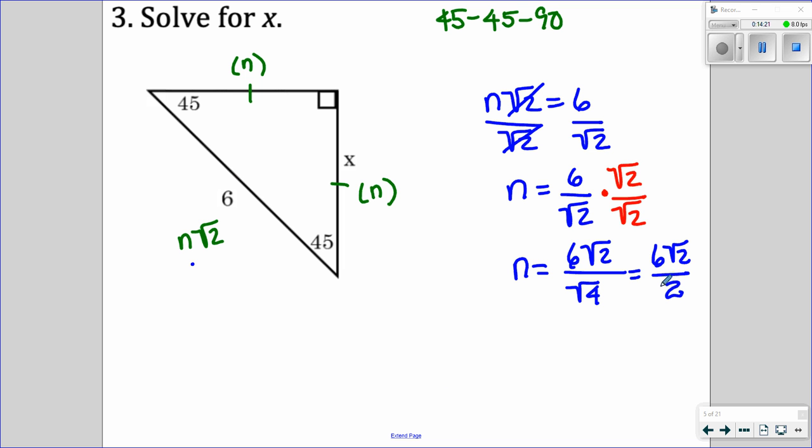But look at this. You can go further because 6 divided by 2 gives us 3. You can reduce this fraction. So then you'll end up with 3. And since you didn't do anything with the radical 2, nothing to cancel out, it'll stay as is. So then your n will be 3 radical 2. And that will be for x. So x equals 3 radical 2.